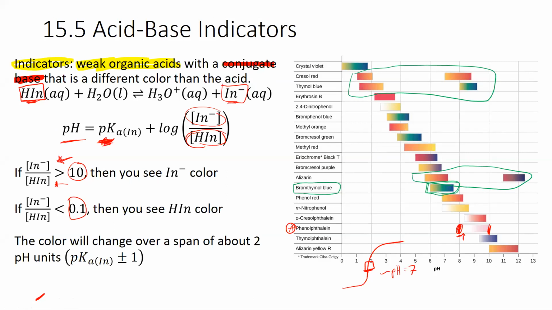Now, another thing that's interesting is if you're looking at trying to make a universal indicator, you can do that with a mixture of these various indicators to have a better feel for how the color of an indicator solution is going to give you an idea of the pH of a sample. A universal indicator is just a mixture of a bunch of indicators. And with that, that takes us to the end of chapter 15.